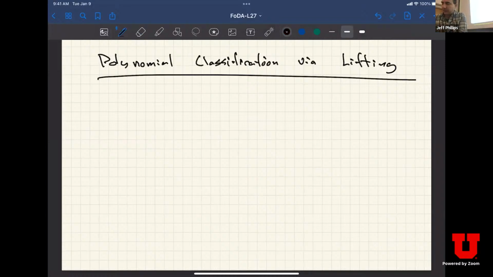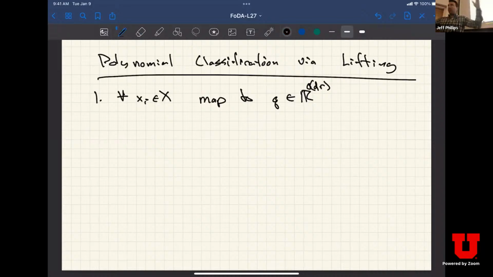Polynomial classification with lifting works like this. Step one, for all xi in X, I map to qi in R^something. Forget what the general dimension is here, but it's roughly d times r dimensions. So there's some higher dimensional space. I'm doing this polynomial expansion, so I have like 1, x1 squared, and so forth in this higher dimensional space.